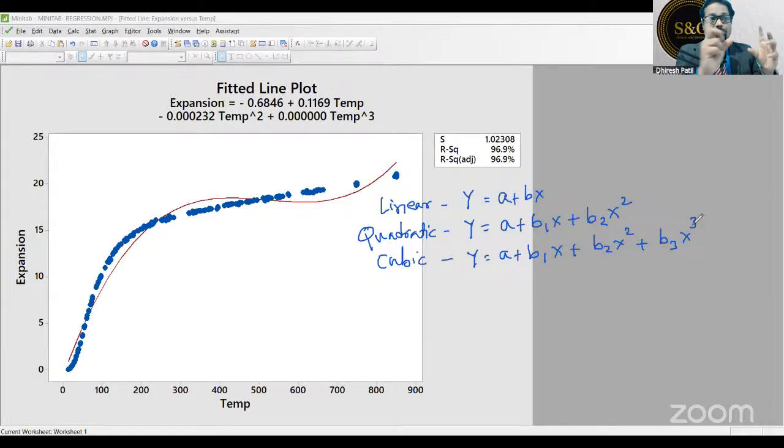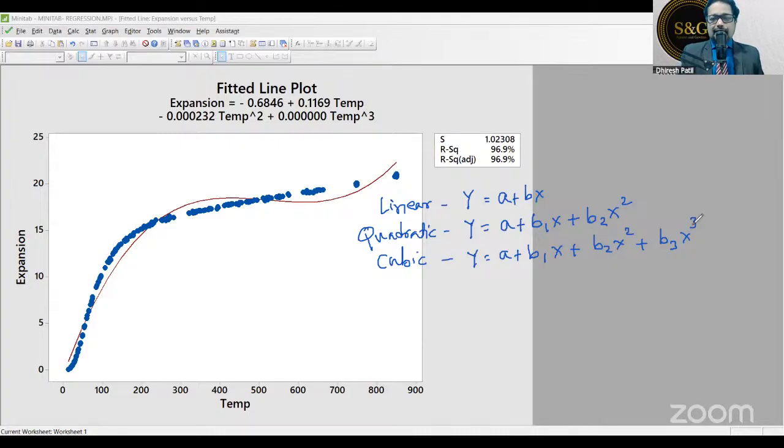So whichever model fits best, the R square value indicates that. In this case, the cubic model, because it is showing the curvature, is fitting the best. That's why we should pick the best fitting model. So in this case, we will go for the cubic model.